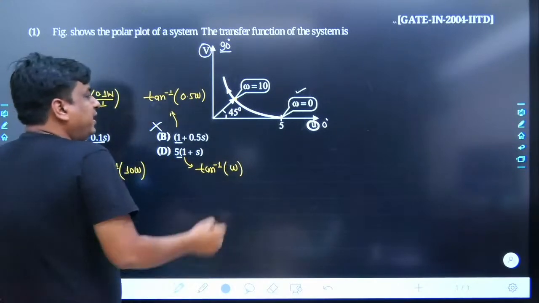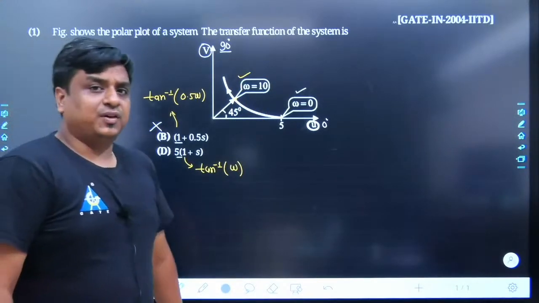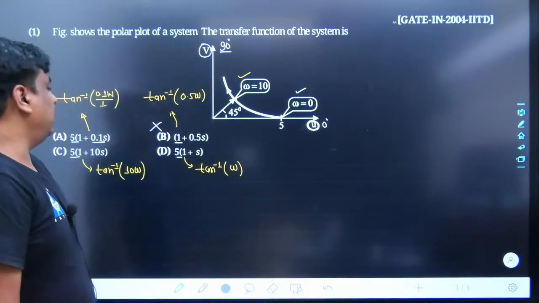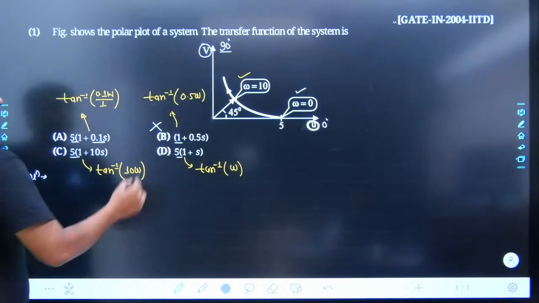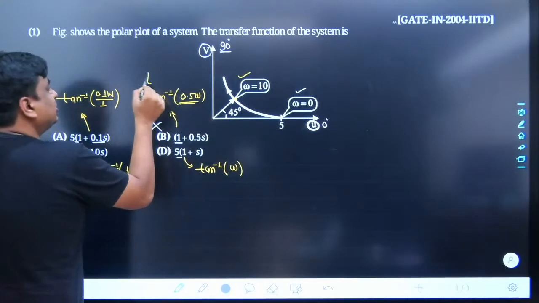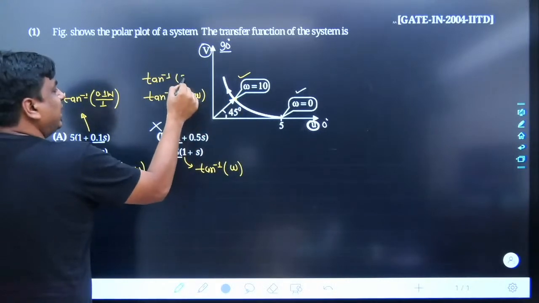May I know, when I feed omega equals 10, where I would be finding the angle is 45 degrees? What does it mean that the angle is 45 degrees? The ratio of this factor must be 1. This factor must be 1. If I take the reference of this, it becomes tan inverse of 0.5 times omega, where omega had been 10, so it had been 5.